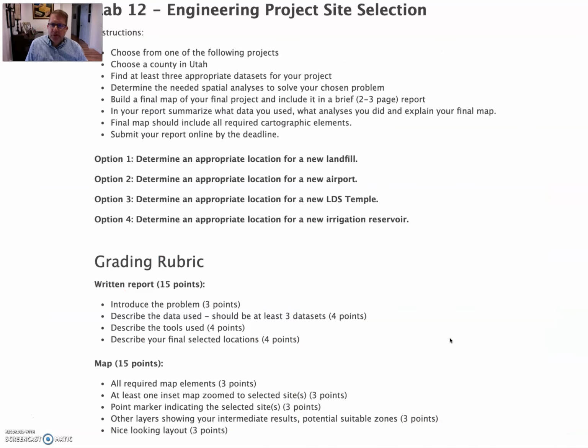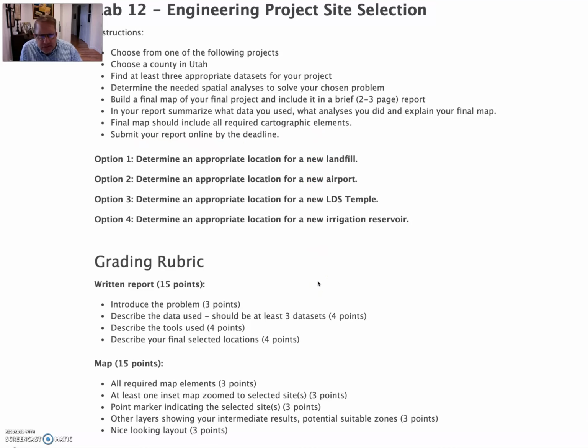So just reviewing the final project Lab 12 engineering project site selection requirements, you're going to choose one of the projects: the temple, the reservoir, the airport, the landfill. You're going to choose a county in Utah. You're going to choose 3 data sets and some spatial analyses to help you solve this problem. You will develop a final map of your final project and you'll include it with a brief 2 to 3 page report. You'll analyze the data to help make the map. In your project report, you'll summarize what data you used, what analyses you did, and you'll explain your final map. It should include all the required cartographic elements and be submitted online on Learning Suite by the deadline.